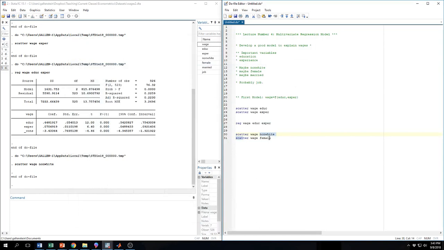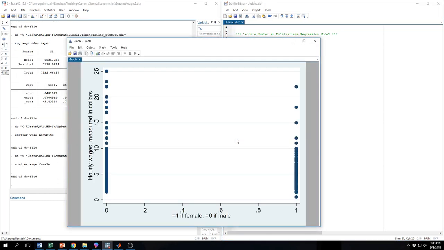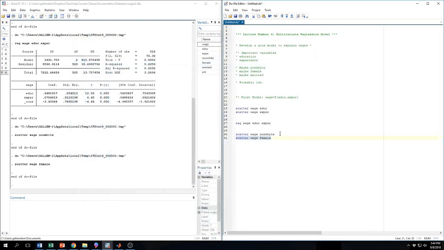All right, what about female? You know what? The same thing. It's a little bit hard to tell. Maybe females a little bit lower. All right, so we're a little bit unsure. But let's go ahead and do it. Let's go ahead and run the regression. Let's include it, and let's see what happens.